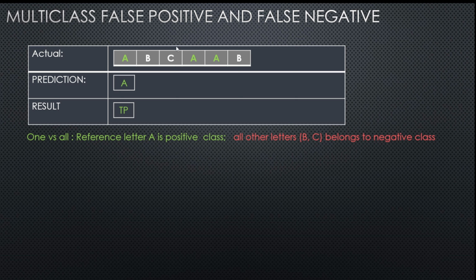With respect to A, all other classes B and C are negative in this. The next prediction is A, although the actual label is B. What would be the result for this one? The result is a false positive, because you focus on the prediction. It is predicting A but false, so you should always focus on the prediction.